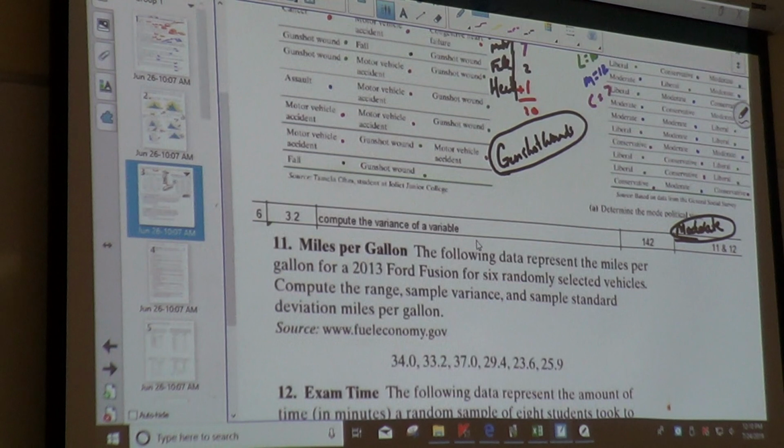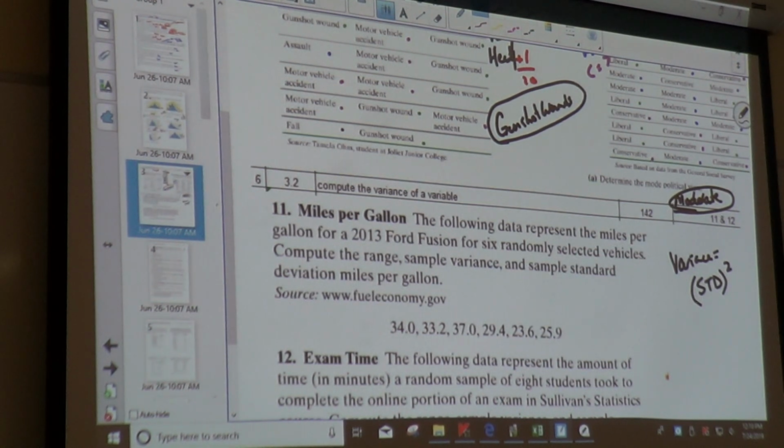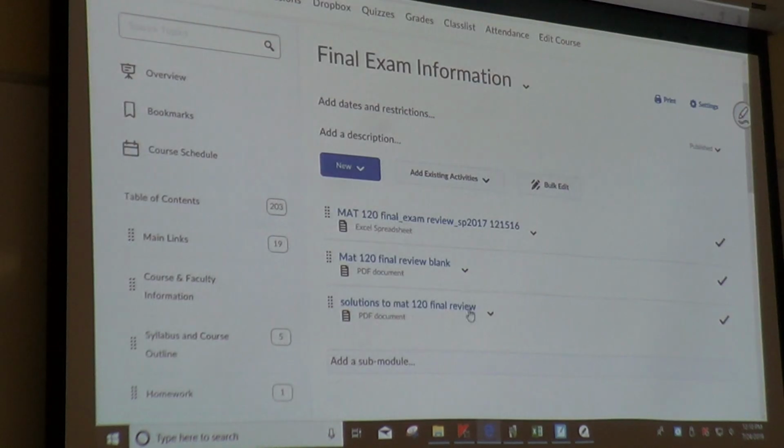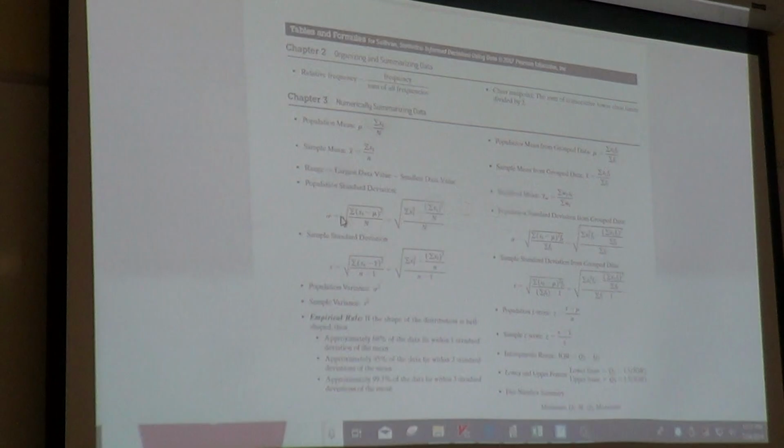Okay, do we remember how to find variance? Okay, and this is why all these people laugh, and they think they know all this stuff. Variance is your standard deviation squared. Variance is your standard deviation squared. Now, on your formula sheet, let's see if I can pull up your formula sheet. I do have that on your formula sheet, right here.